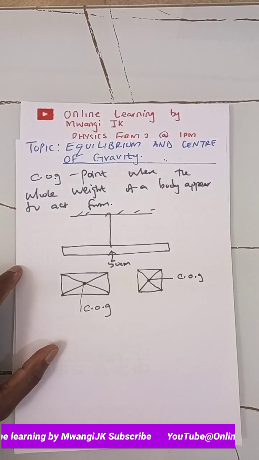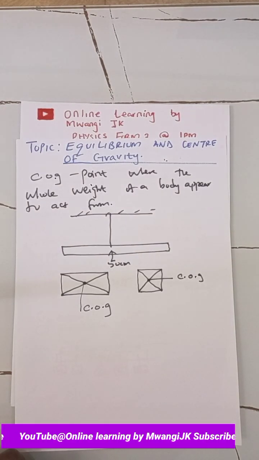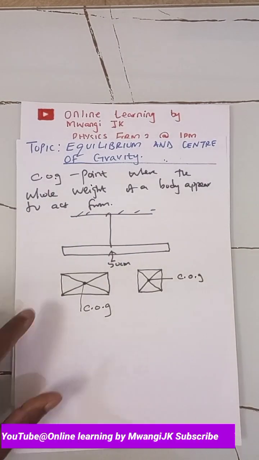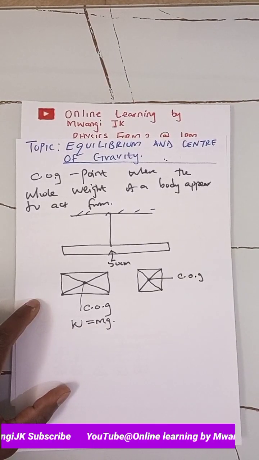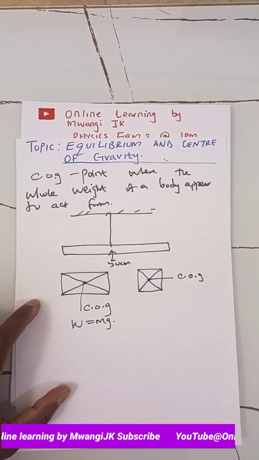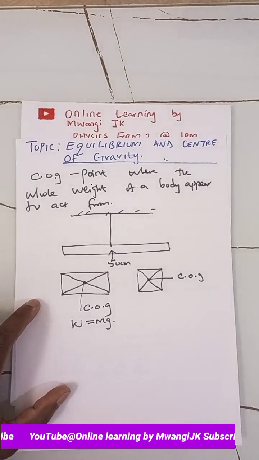If it is a circle, we join two diameters. Again, that's where we have it, and I'm sure we've looked at these in class under some different shapes, and where the position of their center of gravity appears to act. We also know that weight is given by mg. So the weight of an object acts at that particular point, the point where its weight acts from. So then we move on.